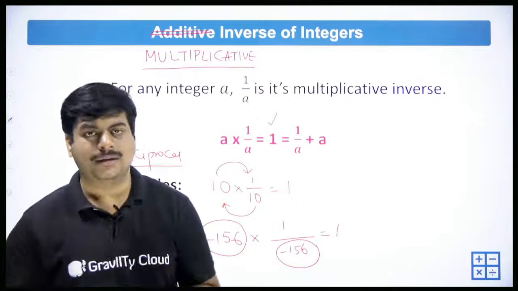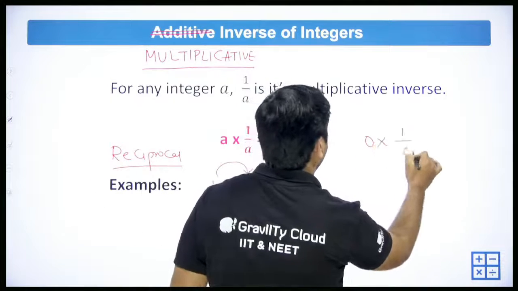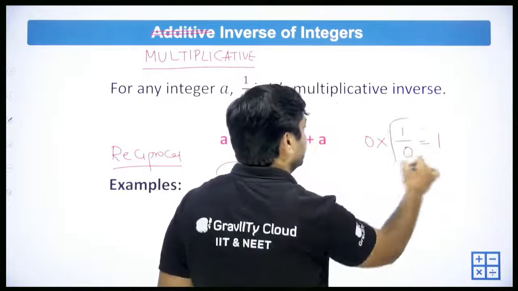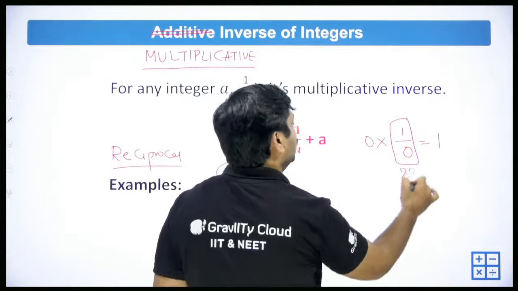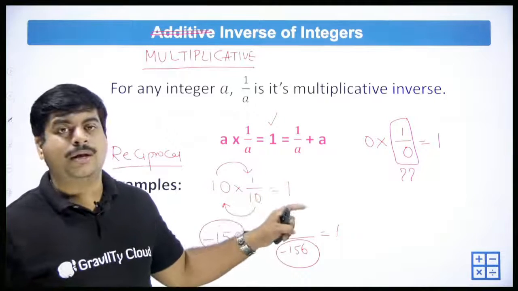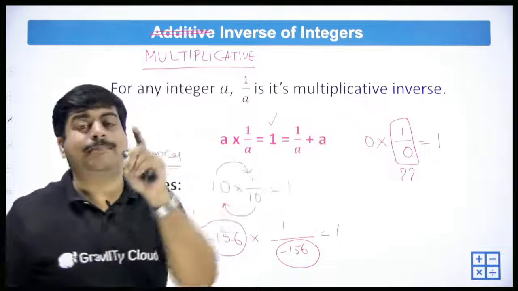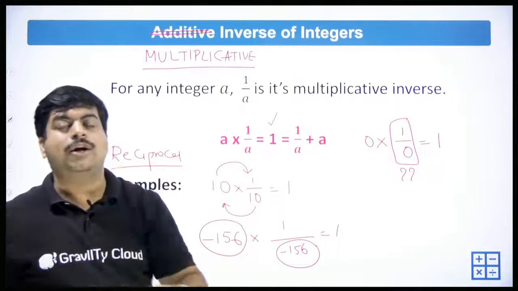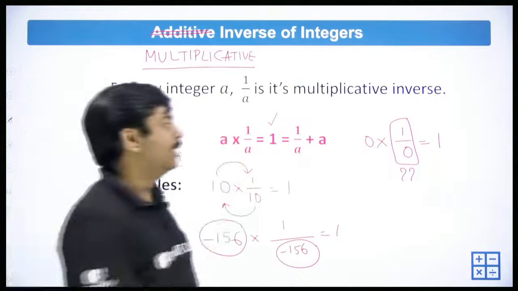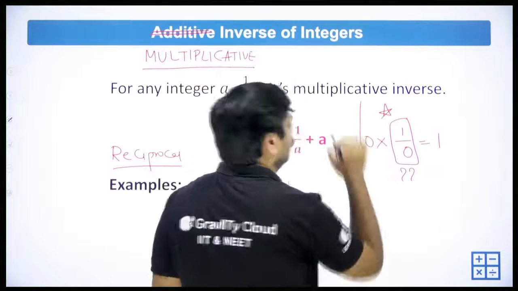Do you know why? For the number 0, we need to multiply with 1 by 0 to get the value 1. But 1 by 0, is it a defined value? No. 1 by 0 is not a defined value. So the multiplicative inverse will not exist for the number 0. Okay, this is very important.